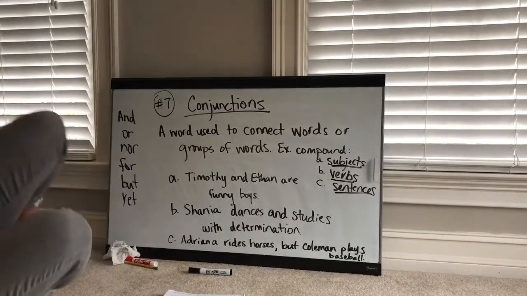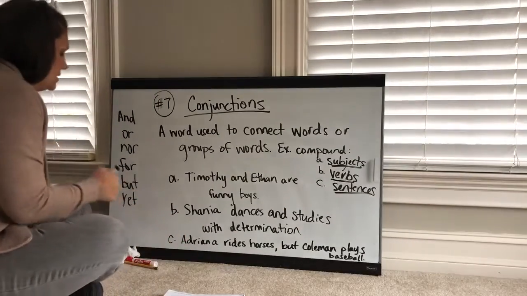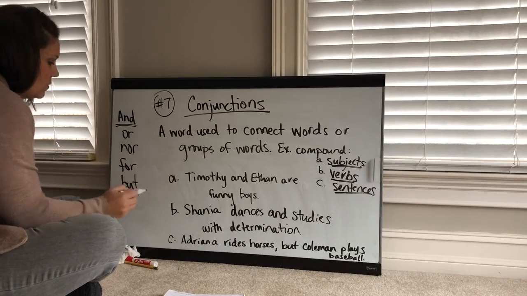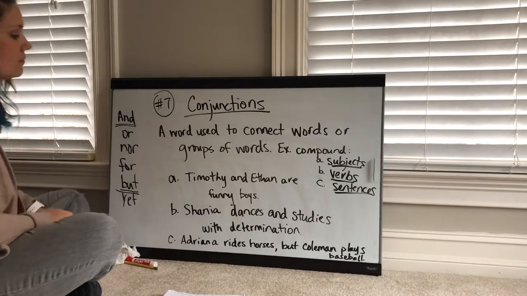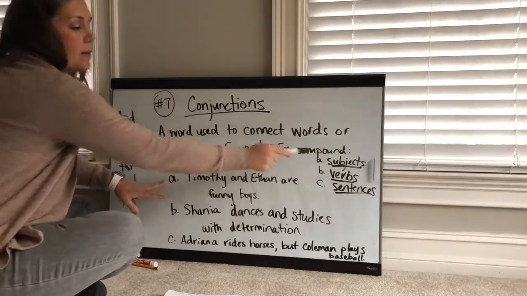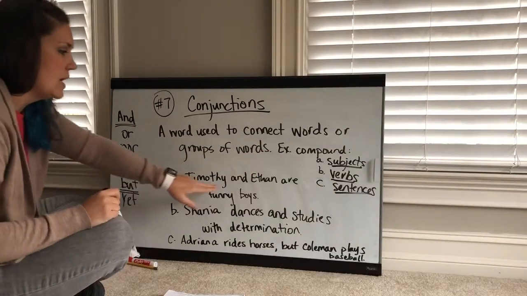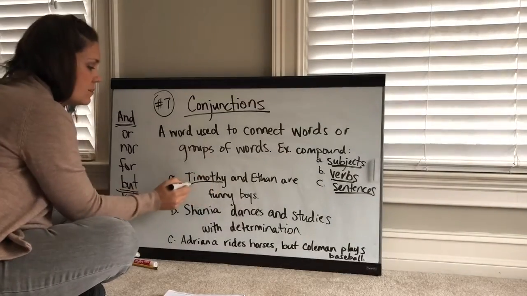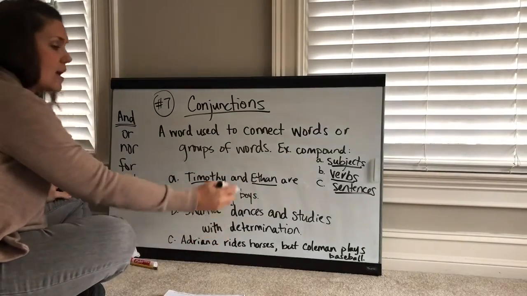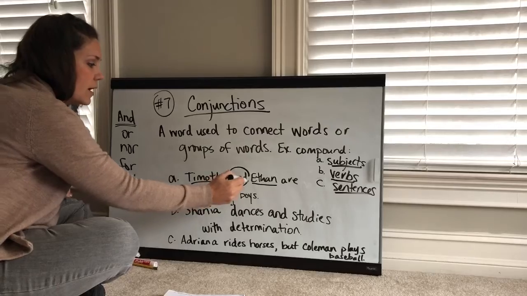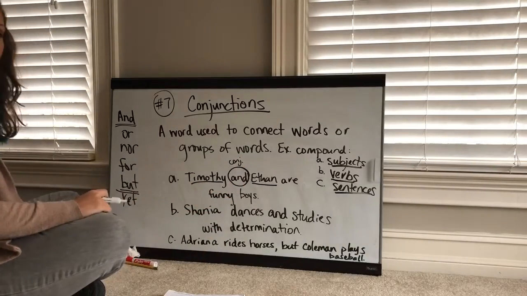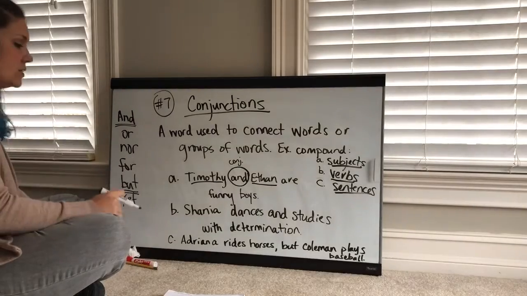Now, the one that we use the most, you've guessed it, is this one. The one that we use second most is this one. Okay? I've given an example of a compound subject here. Timothy and Ethan are funny boys. My compound subjects are Timothy and Ethan, and I've joined them with, here's my conjunction, the word and. It joins them together to make one subject.